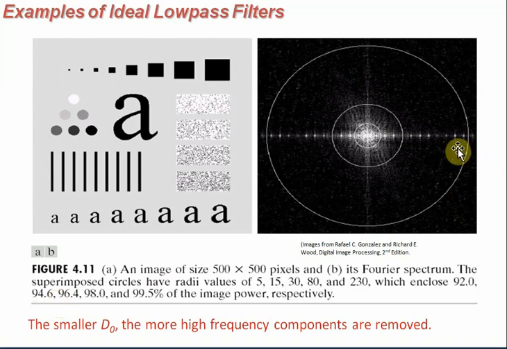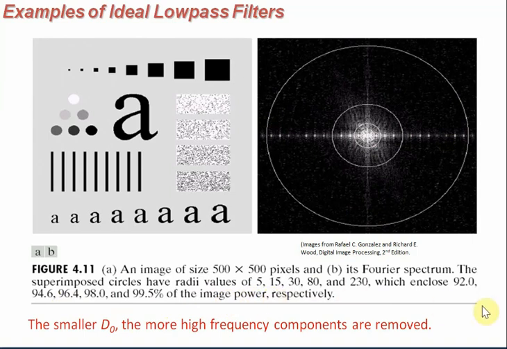Here, most of the energy is stored in the low frequency region. That's why it's okay. Now with the radius 30, you can get 96.4 percent of the power. Here 80 means 98 percent, and 230 means this one. So that is 99.5% of the image power.